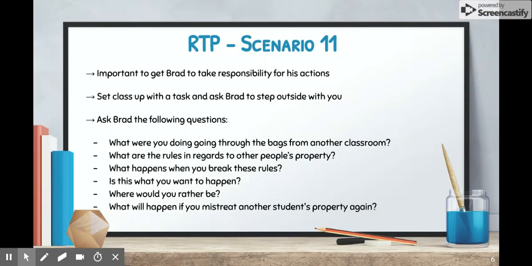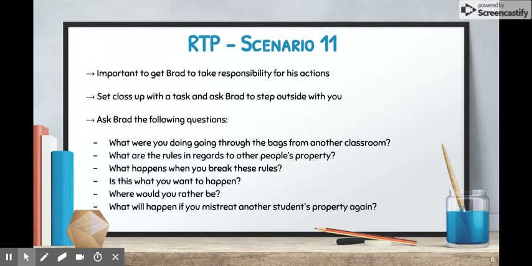For the situation with Brad, I think the RTP process could be used to try and get him to recognise what he was doing, since it seems that in previous situations he has refused to take responsibility for his misbehaviour. As Brad has already come back inside the room, the best choice would be to set the class up with an activity. Ask Brad to step outside with you, and also ask him what he was doing out by the bags near the other classroom, and then continue going through the RTP question process.